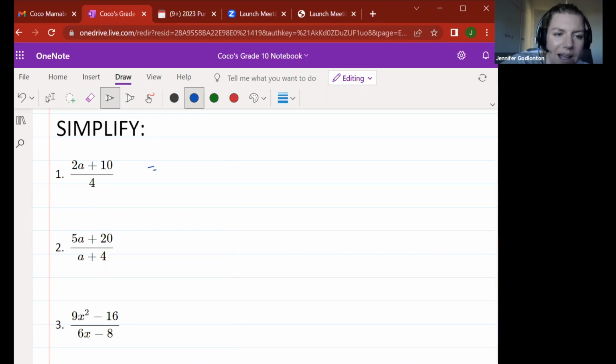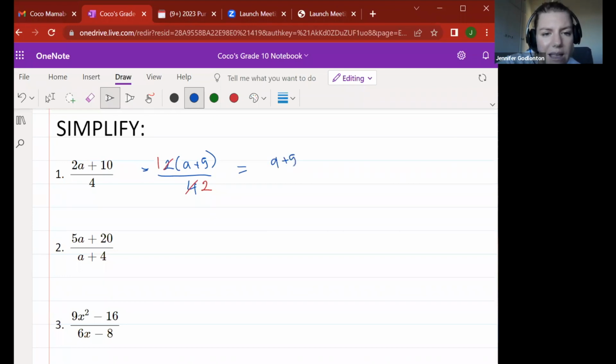So I'm going to take out my highest common factor of 2, and then I'd be left with a plus 5, and that is over 4. Okay, now that I have factorized, I can simplify. So I can say, well, 2 goes into itself once and into 4 2 times. And so my final answer is going to be a plus 5, and you can keep it in brackets if you want to, over 2. That's going to be my final answer.